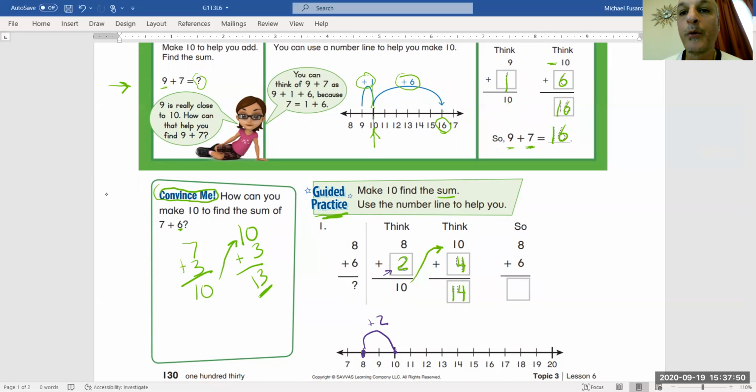So 1, 2, 3, 4. I drew the line, but let me count it out. 10 plus 1, 2, 3, 4. So I added 4 more steps. So we know the answer is 14. So that must mean that 8 plus 6 equals 14.